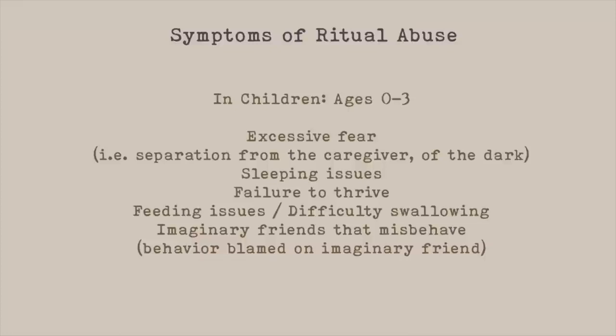In children ages 0 to 3: excessive fear, sleeping issues, failure to thrive, feeding issues, difficulty swallowing, imaginary friends that misbehave. Children with DID are much more likely to develop imaginary friends at a younger age, 2 or 3 years old, and often have more of them. These friends seem very real to the child, with a great deal of reality confusion and persistent impersonation. The imaginary friend does not always act in the best interest of the child, and the child may be truly unable to remember misbehaviors, blaming it on the imaginary friend.